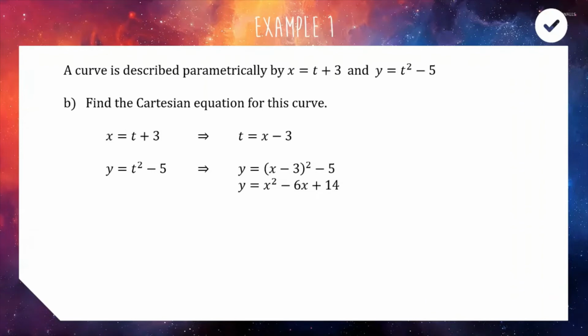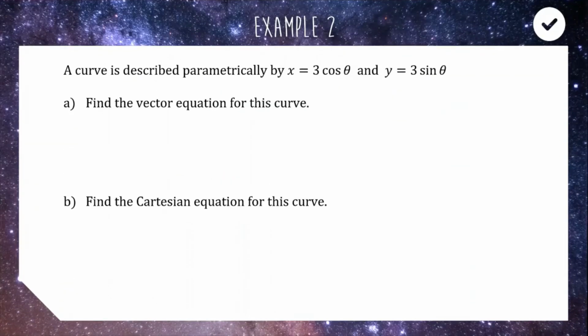We'll do another one. This one's a bit more tricky. We have a curve described parametrically by x equals 3 cos theta and y equals 3 sin theta. This one you have to know what you're doing, I would say. If you remember this from Extension 1, you may recognize these as the parametric equations for a circle. We'll get to why that is later.